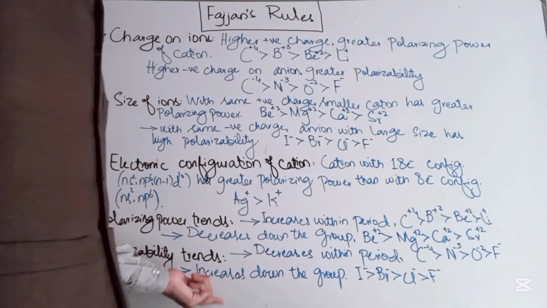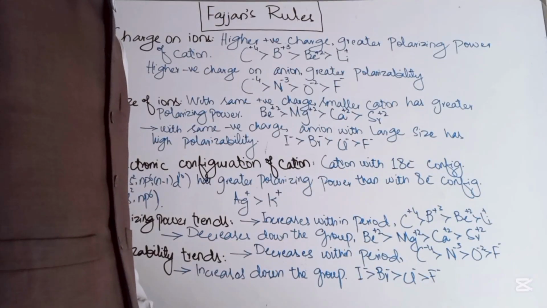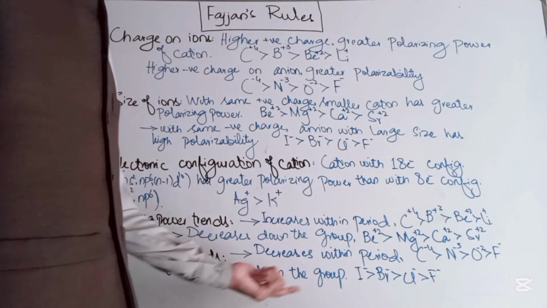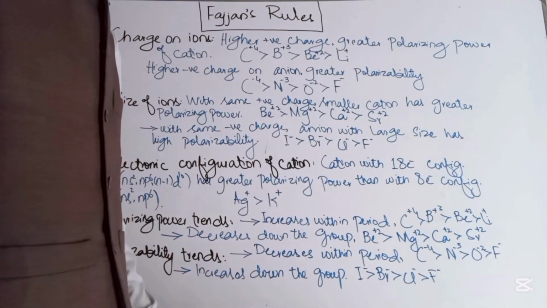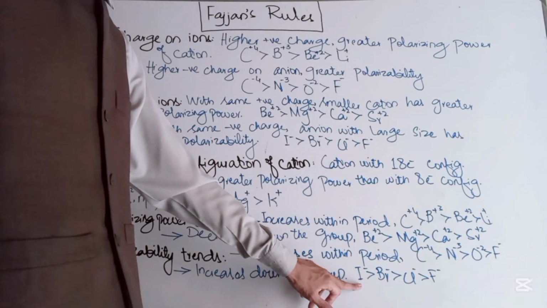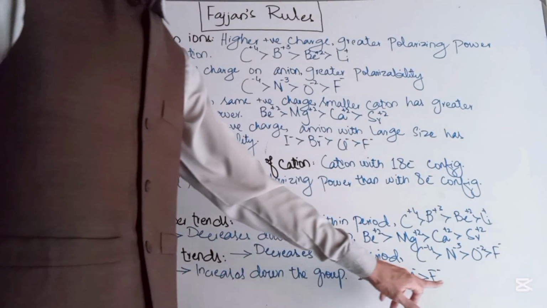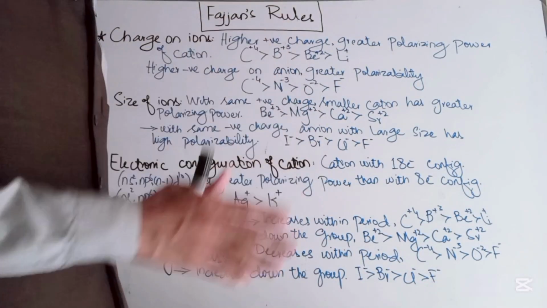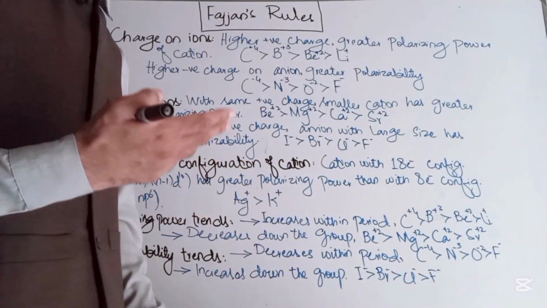And lastly, if we talk about the group, the polarizability increases down the group. Why? Because down the group the size of anions increases, while the charge remains constant. Here, iodide has the greatest size and fluoride has the least size. So down the group the polarizability of anions with the same charge increases.